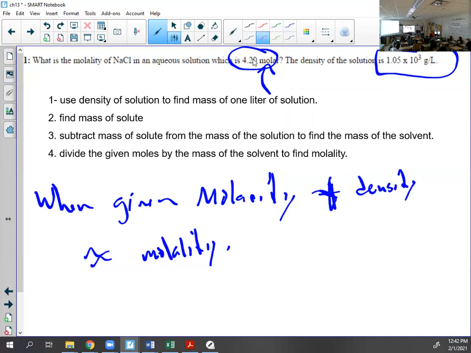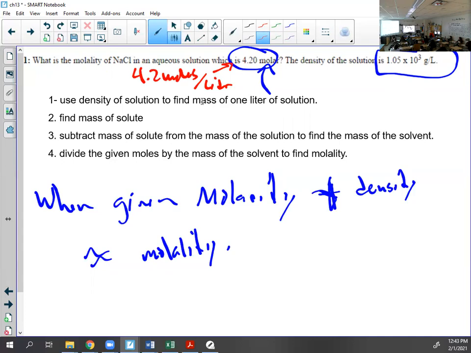So we use the density of the solution to find the mass of 1 liter of solution. Then we find the mass of the solute. Then we subtract the mass of the solute from the mass of the solution to find the mass of the solvent. Then we divide the given moles. And if you'll all look, what does molar mean? 4.2 moles. So that's just given to me per liter. All right, so I know the moles. Divide the given moles by the mass of the solvent to find molality.